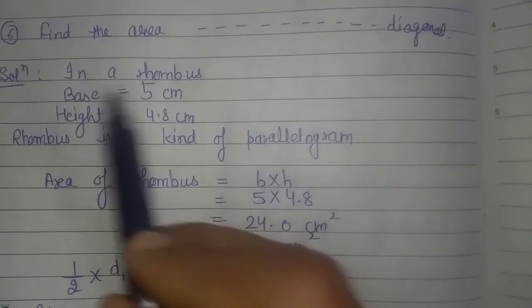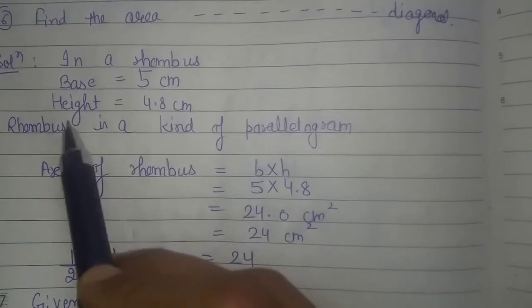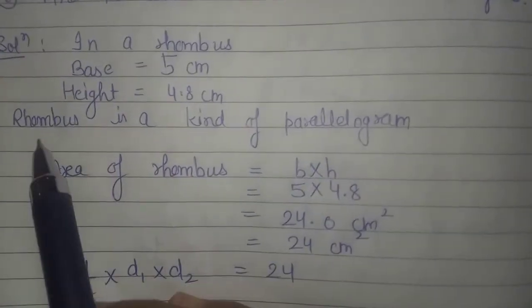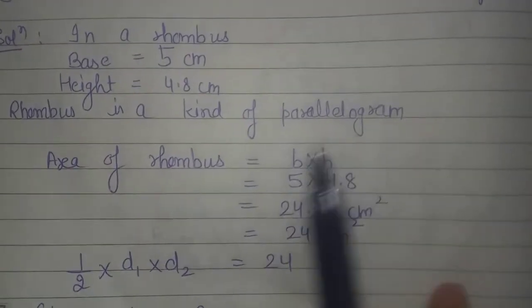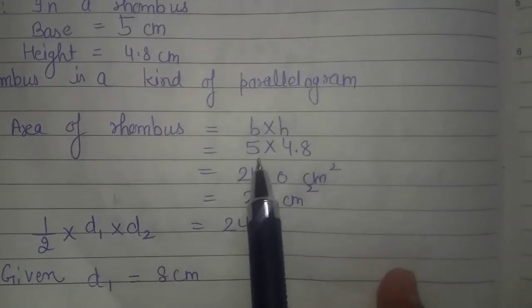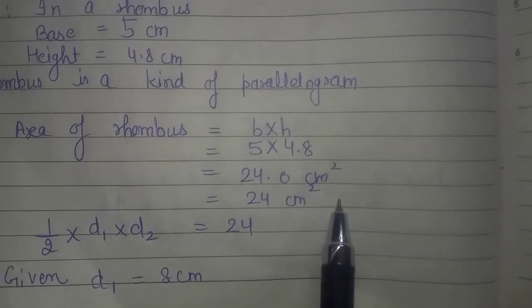So here we have in a rhombus, base is equal to 5 cm, that was one side was given. Height is equal to 4.8 cm. Rhombus is a kind of parallelogram, so area of rhombus is equal to B into H is equal to, on putting the values, we get 24 centimeter square.